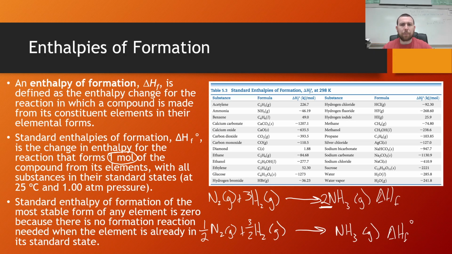So you've got this as your backdrop. We've got enthalpy of formation. Doesn't matter how much of the compound you're making, as long as it's made from its elements, that'd be an enthalpy of formation. But the standard enthalpy of formation is when you specifically make 1 mole of product from the elements in their standard states of that same substance. I hope that makes sense.